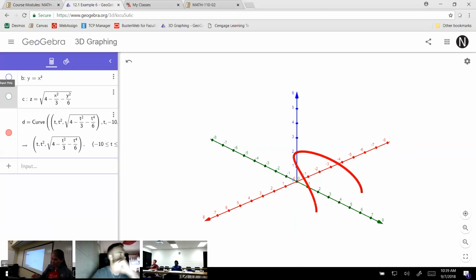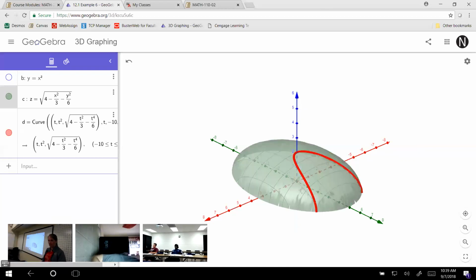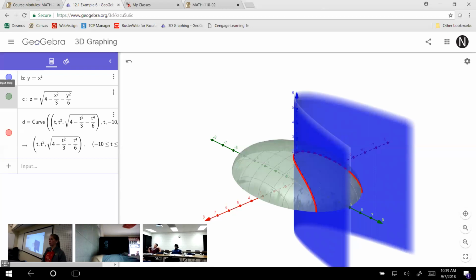Okay. So that was the thing that we came up with at the end of the hour yesterday. That little red line is what we were working with. And like I said, you can see that it definitely follows along where those two surfaces are. Okay. All right.